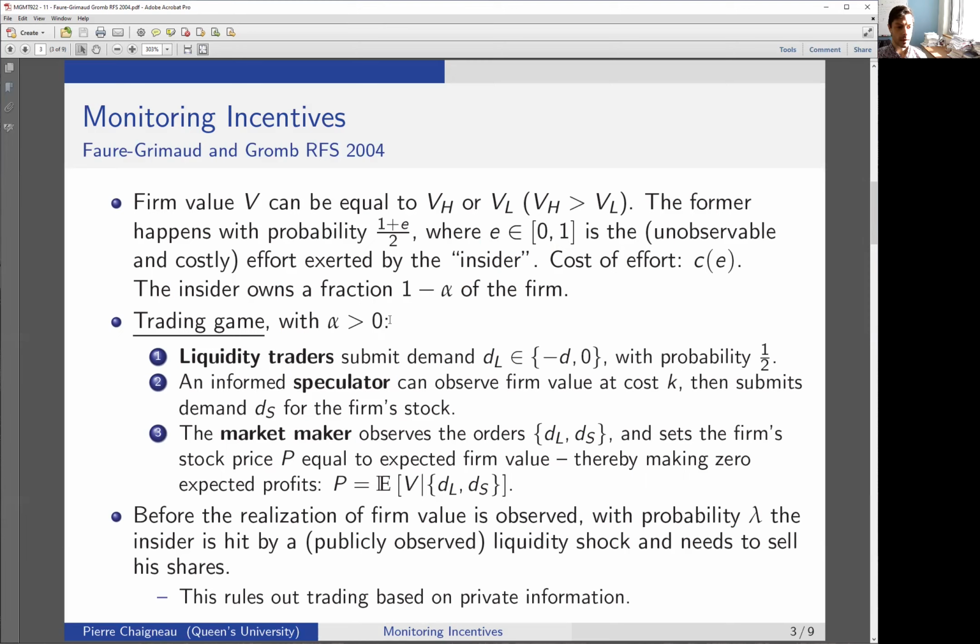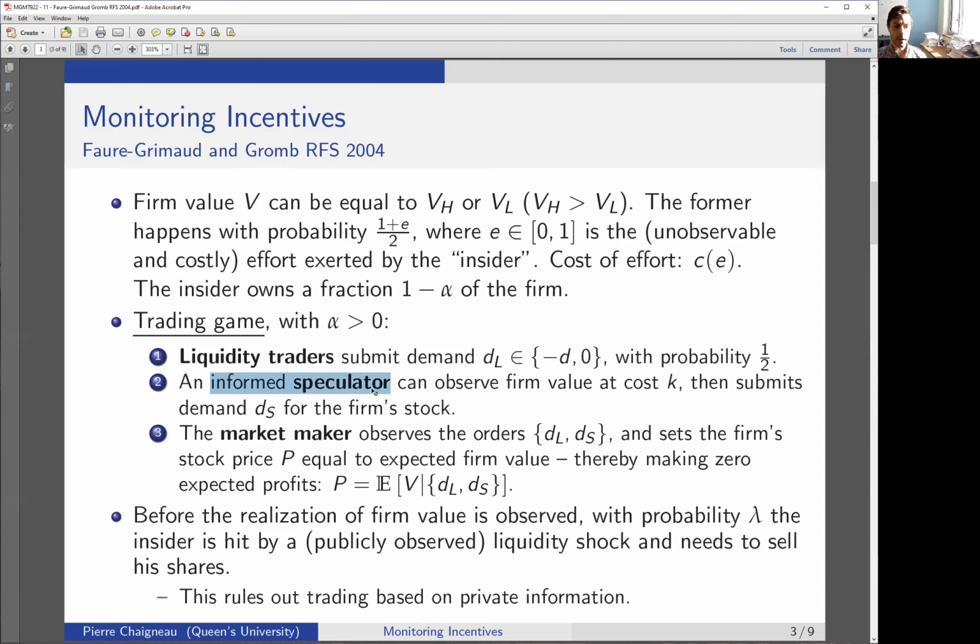So there's 3 players. So it's like in the Kyle model. There's going to be some liquidity traders who submit a random demand DL, which is going to be either minus D or 0, meaning that either they're going to sell a quantity D, or they are going to not do anything. And so each with probability 1/2, minus D or 0.